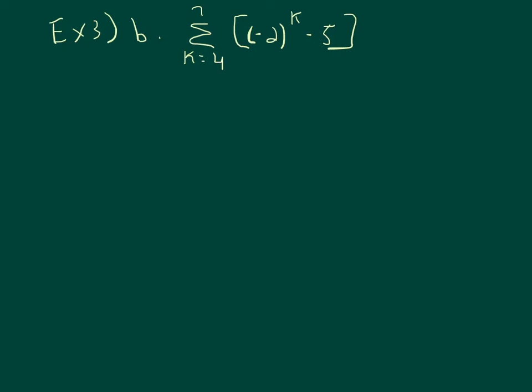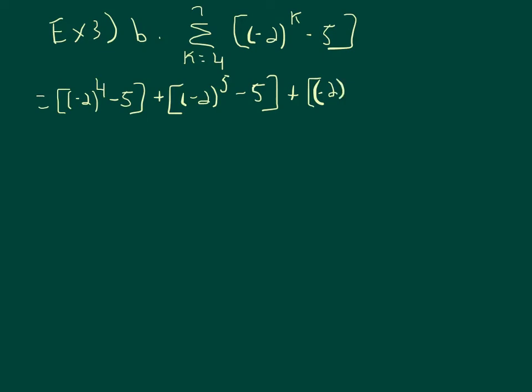So we're starting with 4. Our 4 is where we're going to plug in the k. And we're going to sum them, so we're going to add them. So the first one will be negative 2 to the 4th minus 5. Plus, the next one will be negative 2 to the 5th minus 5. Just count up till we get to 7. And then we've got negative 2 to the 6th minus 5, then plus the last one is negative 2 to the 7th minus 5.